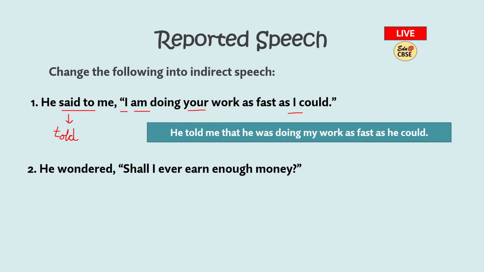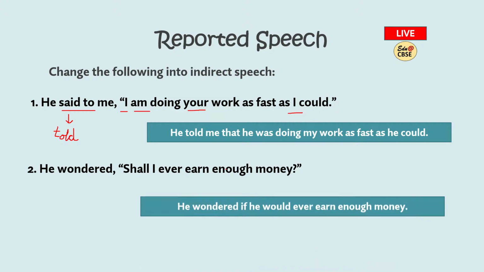Arnav is the first one. Very good, Arnav. He wondered if he would ever earn enough money. Good. Atharv, AJ Gaming: he wondered if he should ever earn money. Okay. Now let's see what is the answer and then we will discuss it. Yes, so this is the answer. He wondered if he would earn enough money. Now this is correct. If he would.